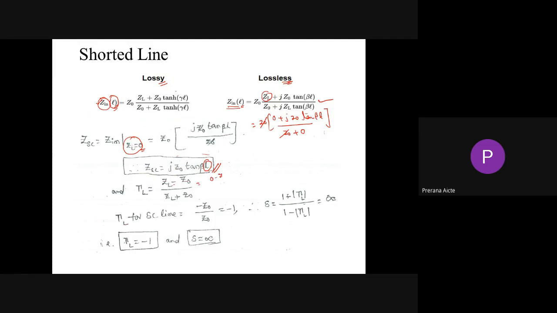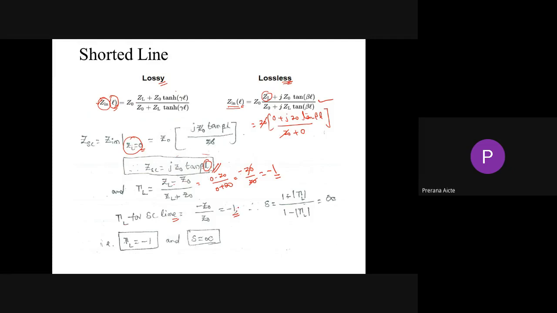So 0 minus Z naught divided by 0 plus Z naught is equal to minus Z naught divided by Z naught, which equals minus 1. These cancel. Therefore, the reflection coefficient for a short circuited transmission line is equal to minus 1.